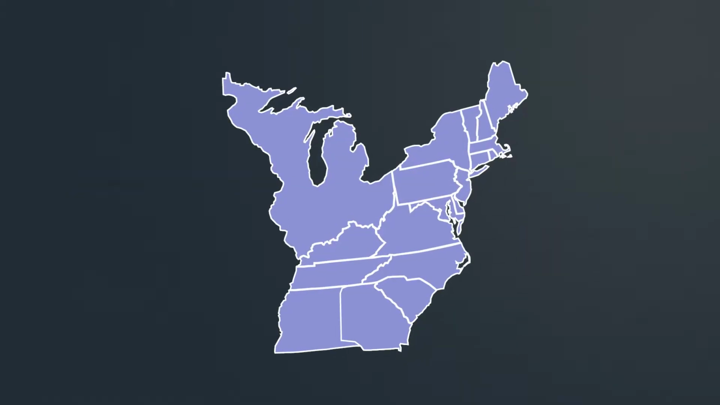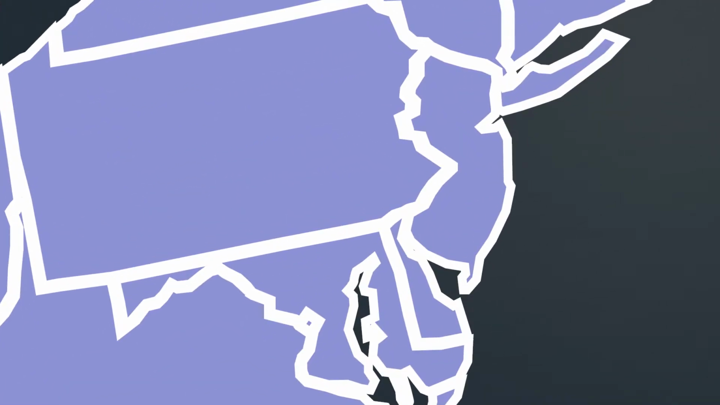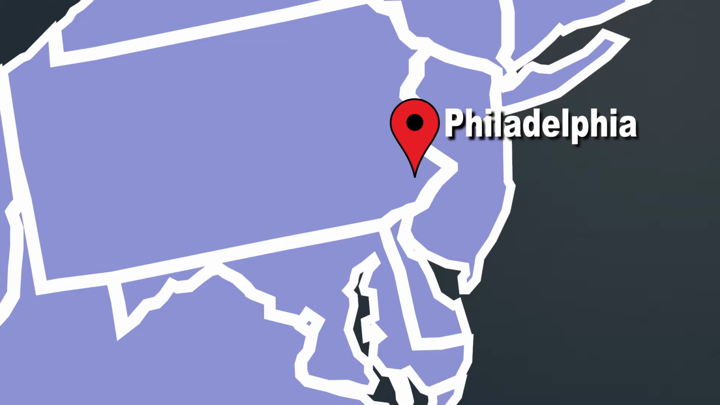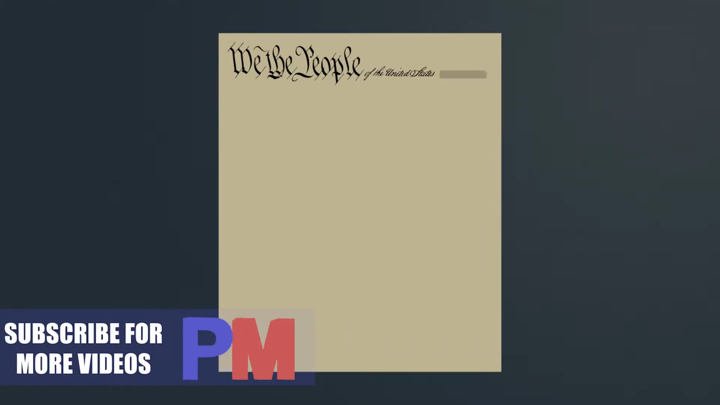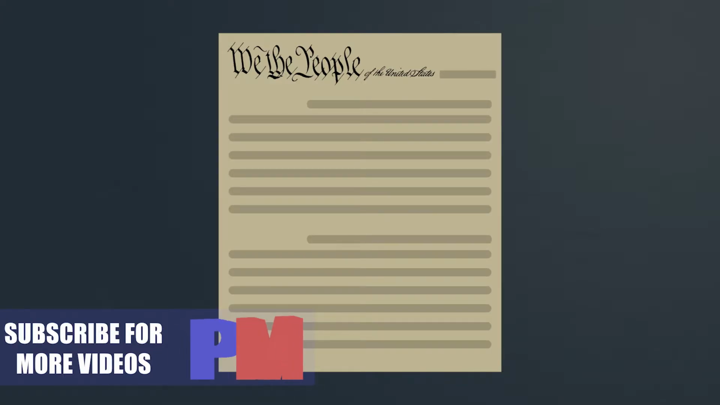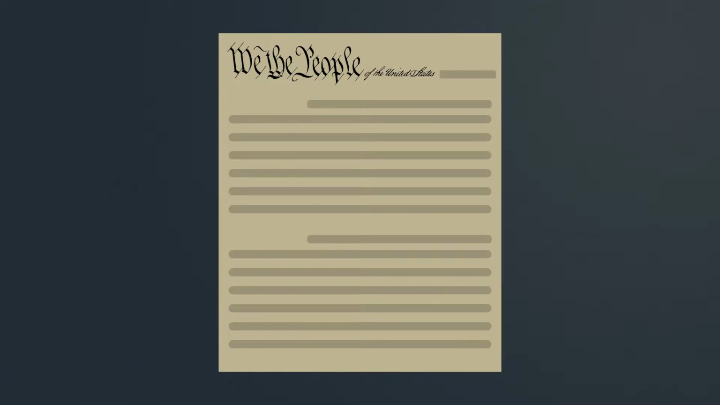The year was 1787, and 12 of the 13 state legislatures sent delegates to meet in Philadelphia to write a new constitution to replace the problematic Articles of Confederation. Just a couple years later, in 1789, the U.S. Constitution took effect.